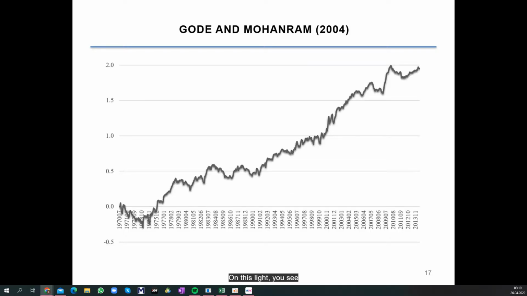On this slide, you see the performance of the hedge portfolio strategy over time, over the period from 1970 up to 2013. And you can see that this is a risky strategy with high volatility. And this is expected because when we buy high implied cost of capital stocks, we buy high risk.